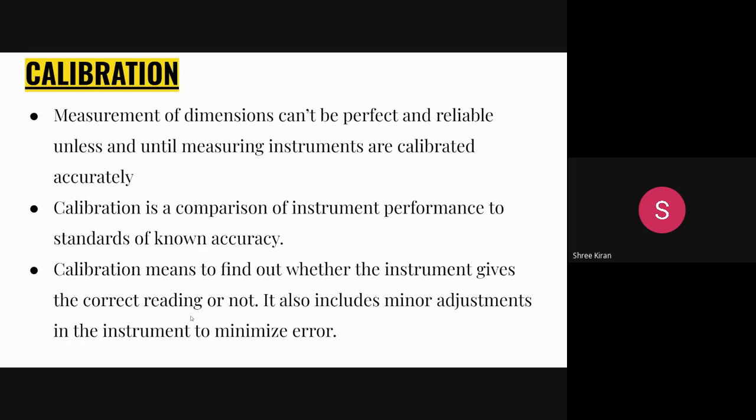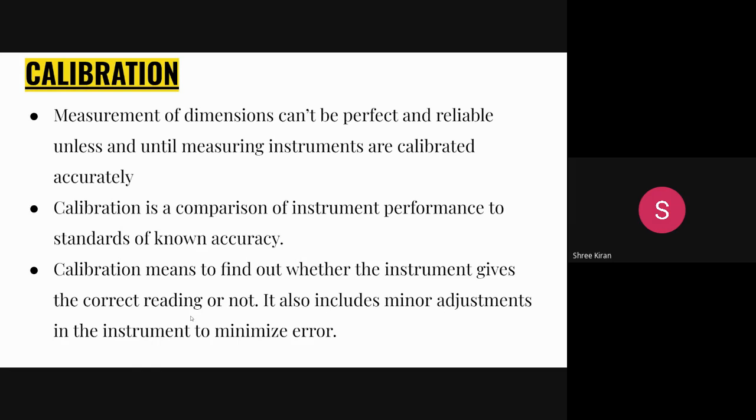In the case of calibration, measuring of the dimensions can't be perfect and reliable. Unless and until measuring instruments are calibrated accurately, only then will the purpose of calibration be achieved. And calibration means what? It is mainly the comparison of an instrument's performance to standards known as accuracy. Mainly related to the accuracy.